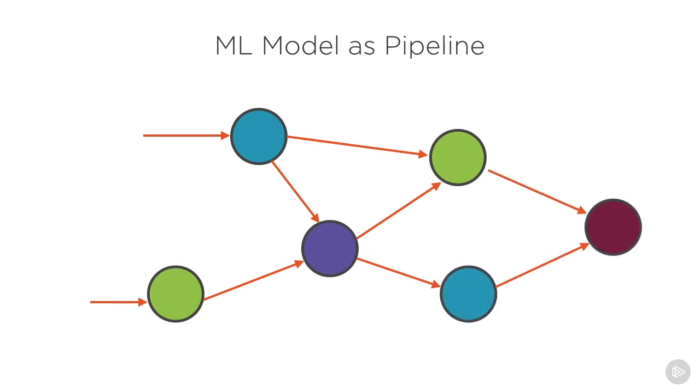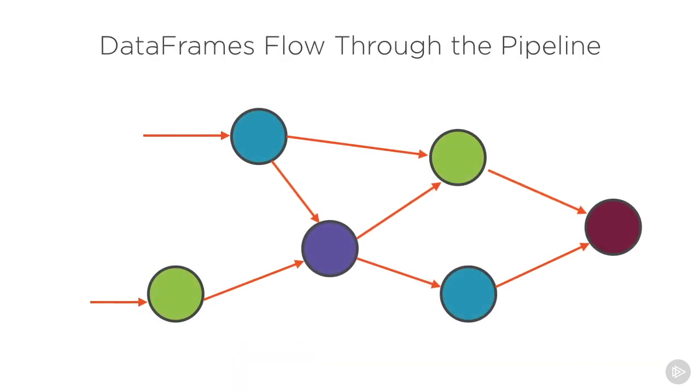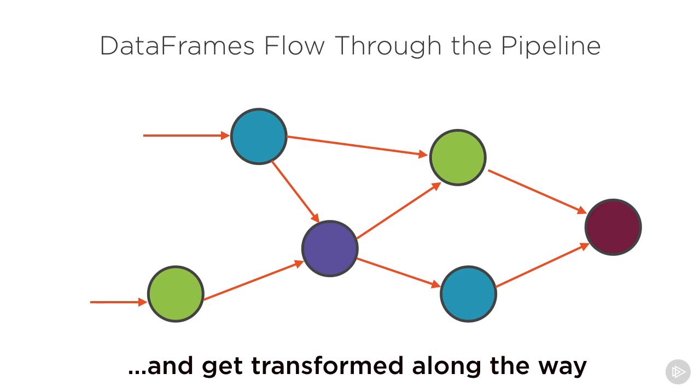We have data which we collect in the raw form. This data is then transformed. These transformations typically form a directed acyclic graph or a network. The edges of this graph represent the actual data which flows through this graph. All of this data is represented using data frames in Spark ML. These data frames flow through this network and are transformed along the way.